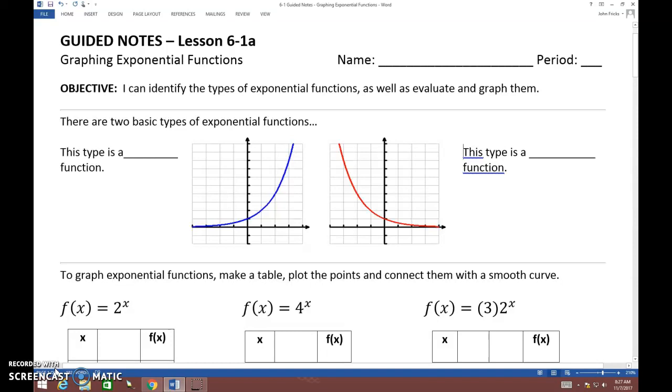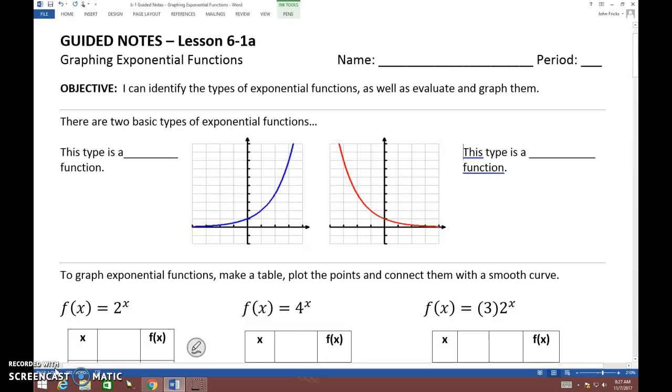The first thing we want to do is point out the objective. At the end of this, we want to be able to identify the types of exponential functions as well as elevate and graph them. Like I said, we're going to worry about the elevating part tomorrow. That's talking about transformations. But today we're going to focus primarily on how to graph them. And this is going to grow into a little bit more to talk about in the coming days.